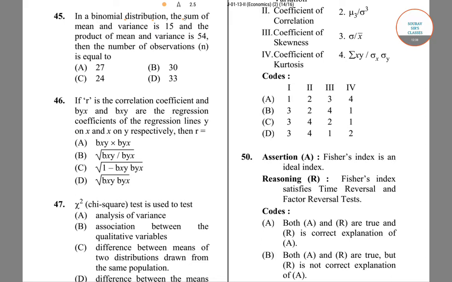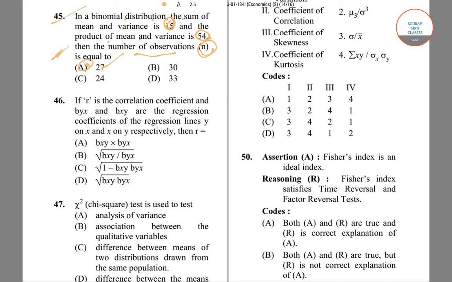In a binomial distribution, the sum of mean and variance is given by 50 and the product of mean and variance is given by 54. Then the number of observations n is equal to, we have found it to be 27. So for this we had to solve it.